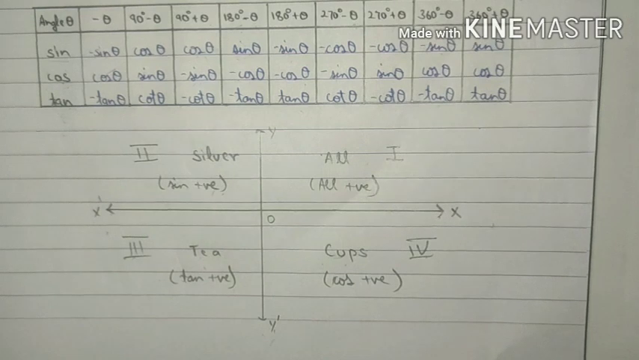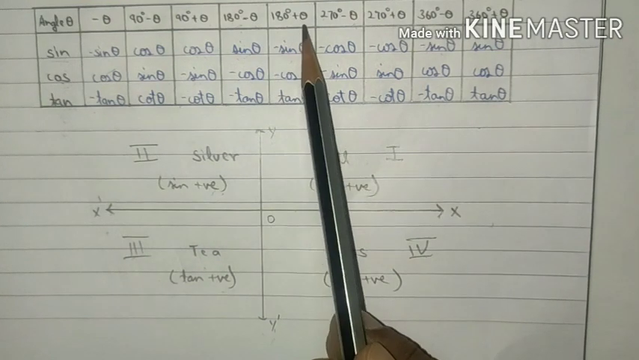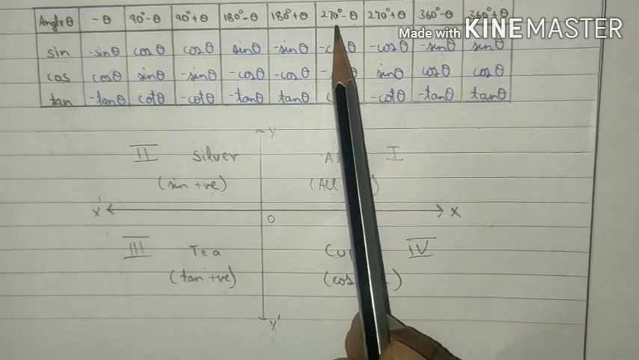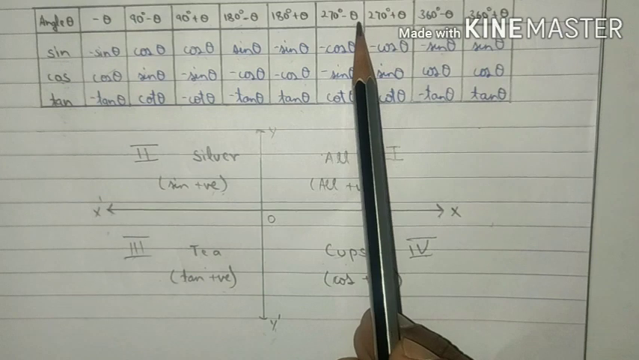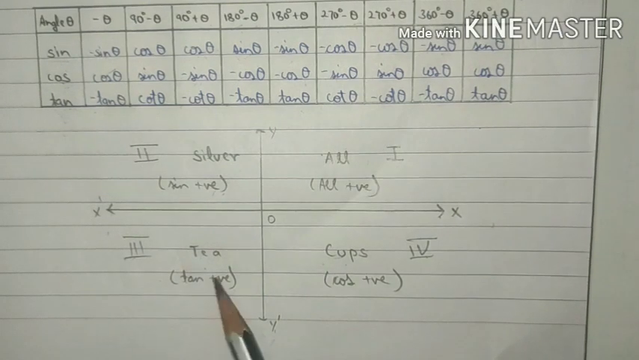In the third quadrant, only tan will be positive, since we already know that the range over here will be 180 degree to 270 degree. So let's have a look at which are the angles which will lie between 180 degree and 270 degree: 180 degree plus theta and 270 degree minus theta. Both will lie in this particular range. What do we observe over here? Only tan will be positive. So let's see what we are having here.